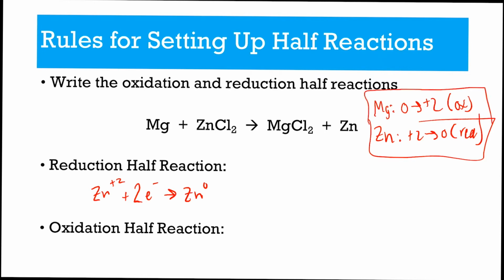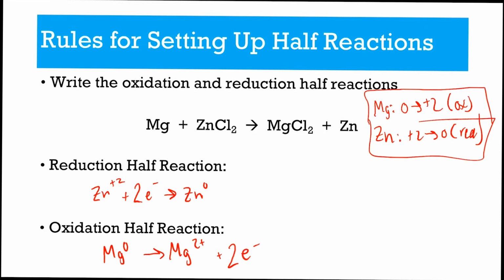For oxidation, we're going from magnesium 0 to magnesium 2 plus. And remember, you always add your electrons to the more positive side. Positive 2 is more positive than 0. Now, oxidation means you are losing electrons, so if you're losing anything, it's written as a product. And again, you want to make sure you have those 2 electrons to balance out that charge.